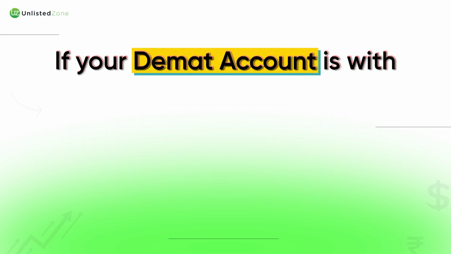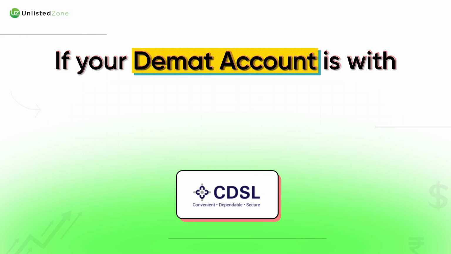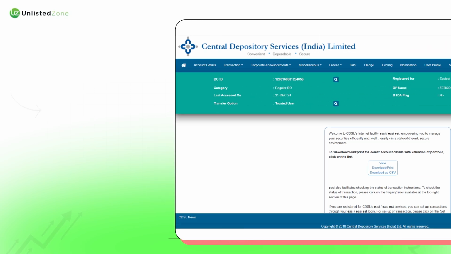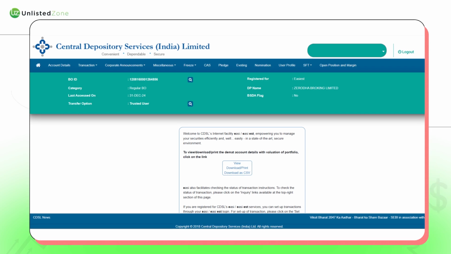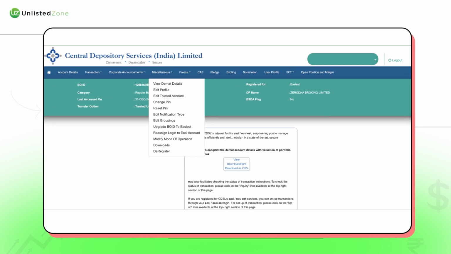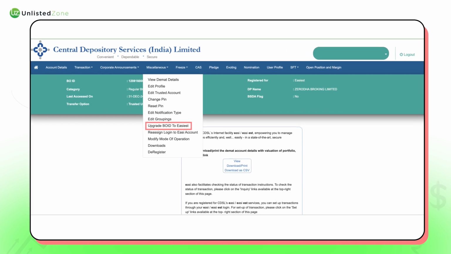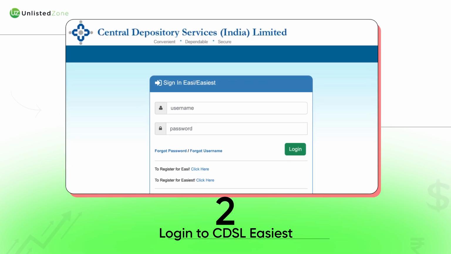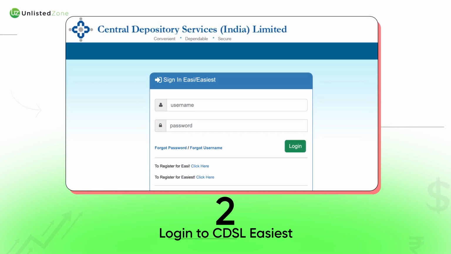Now we will understand how to transfer shares in CDSL Demat. You can use CDSL Easiest, a digital platform for share transfer. First, register for CDSL Easiest. Log into your CDSL account and register for the Easiest feature. Second, log into CDSL Easiest. After registration, log into the platform.